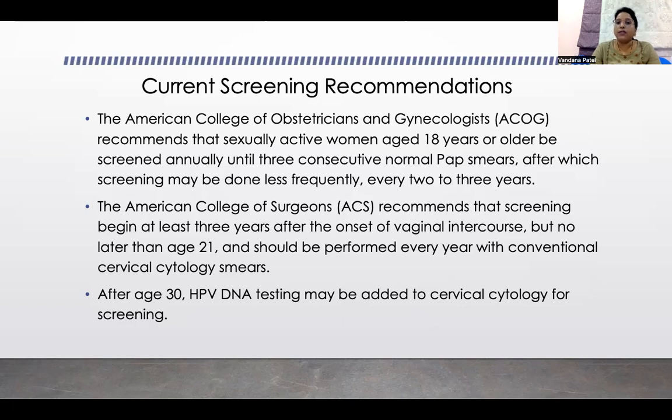The American College of Surgeons recommends that screening begin at least 3 years after the onset of vaginal intercourse, but no later than age 21, and it should be performed every year with conventional cervical cytology smears. After age 30, HPV DNA testing should be added to the cervical cytology for screening.